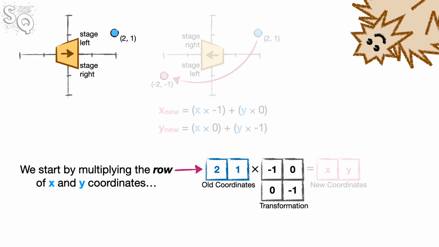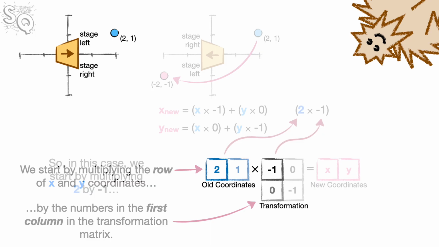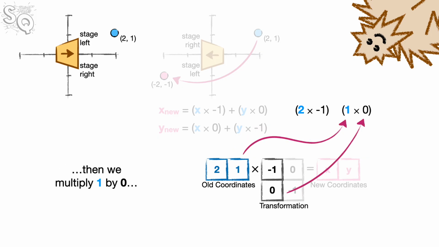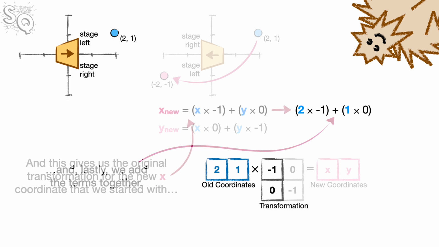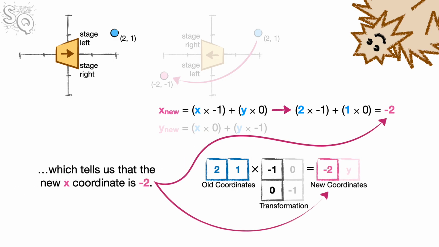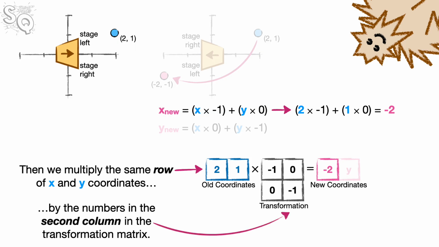We start by multiplying the row of x and y coordinates by the numbers in the first column in the transformation matrix. So, in this case, we start by multiplying 2 by -1. Then we multiply 1 by 0. And, lastly, we add the terms together. And this gives us the original transformation for the new x-coordinate that we started with, which tells us that the new x-coordinate is -2.